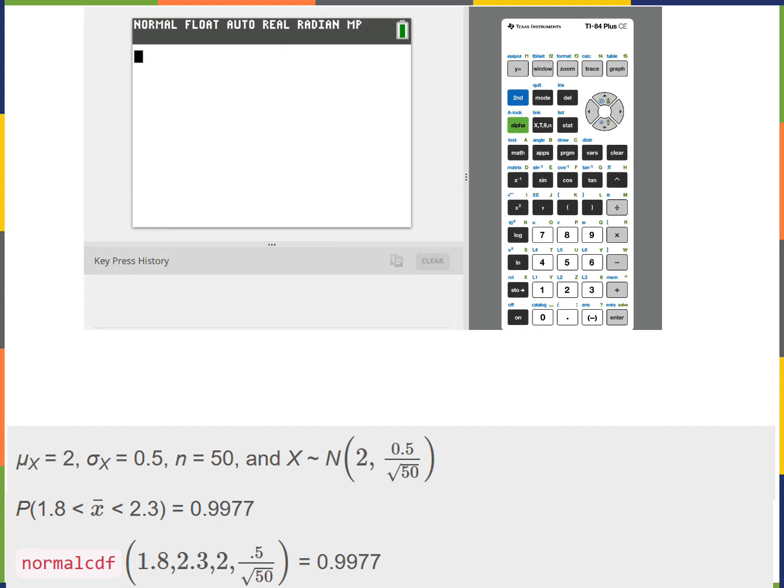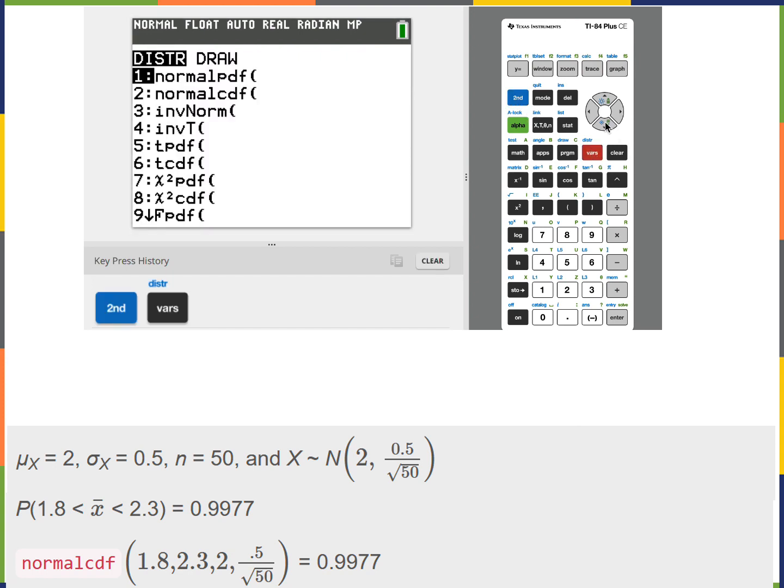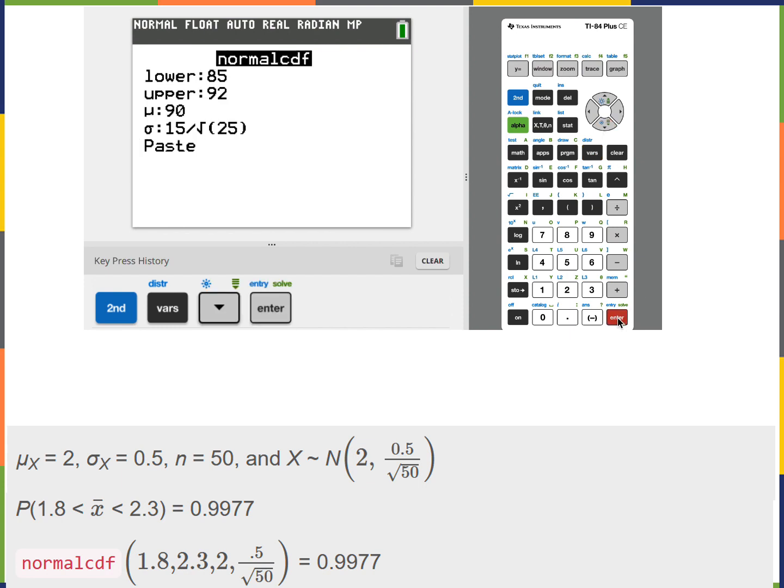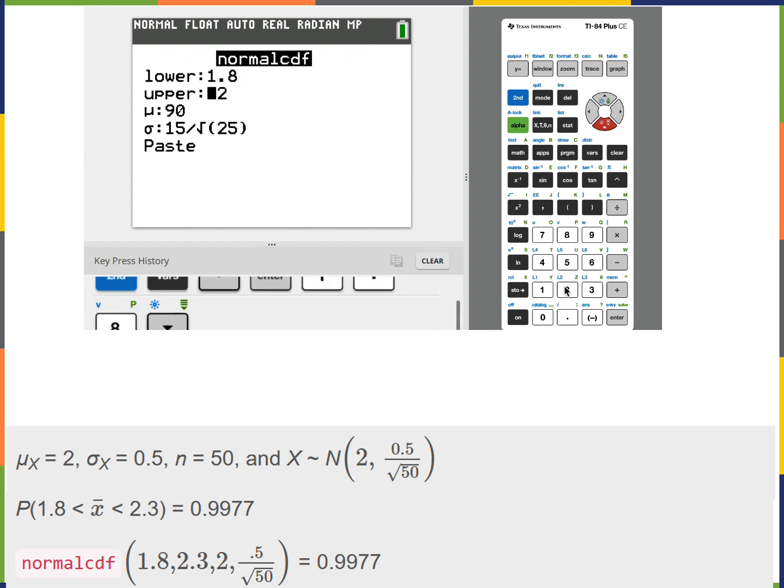Okay, so for this example, we are doing the probability that the sample mean is between 1.8 and 2.3. So let me show you how to do that. Again, we hit second, distribution, go to normal CDF, hit enter. Now in this case, our lower bound is going to be 1.8. Our upper bound is 2.3. So boom, we enter that.